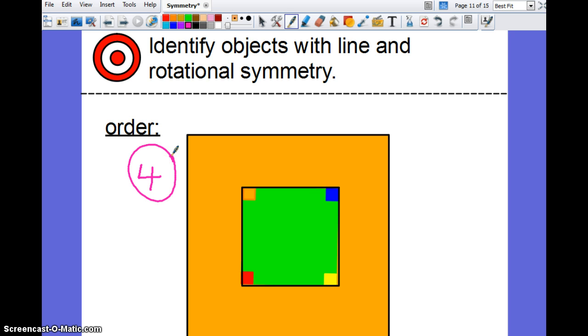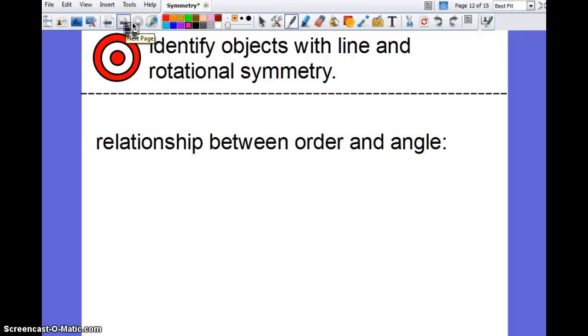So for angle, you give me an angle measure, how many degrees you had to go before it looked like it did again. And order is how many times you click it around until it comes back on top of itself where it started.